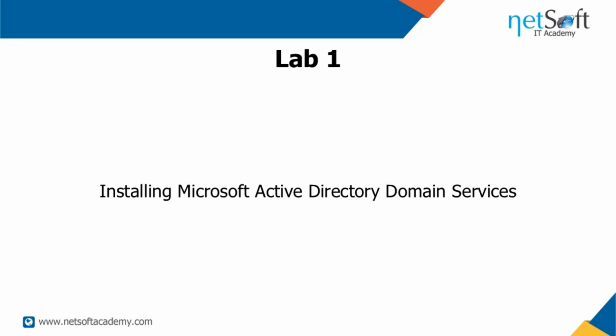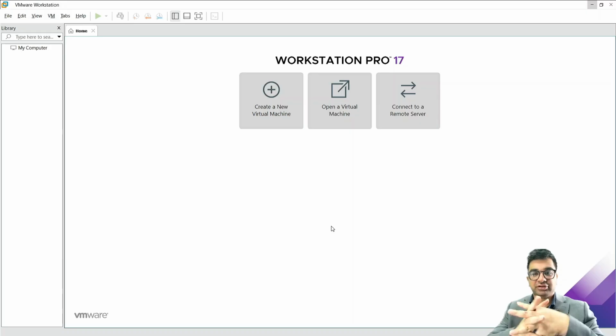So now let's start with lab number 1. Lab number 1 is about installing Active Directory domain services on a server. So I'll first create my server virtual machine. This will be a Server 2025 virtual machine, and this will be my domain controller as well.